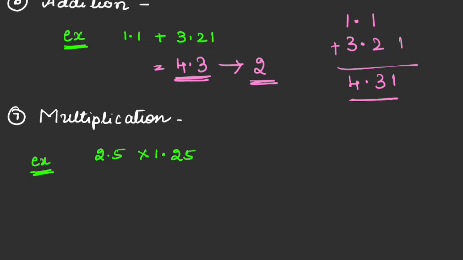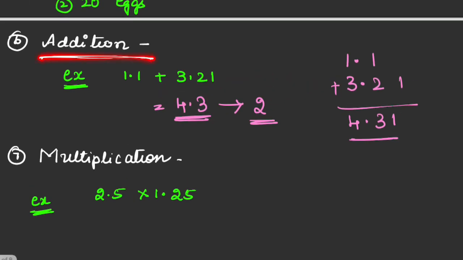So what you have to do is consider which has the least digits after the decimal. Here there is only 1 digit. Therefore the answer also should have only 1 digit after the decimal point. Here after the decimal point we have 2 digits, but we have to consider only 1. So the answer will be 4.3, and the number of significant figures will be 2. That is 1 and 2. 2 significant figures are there. So this is how you do it for addition.